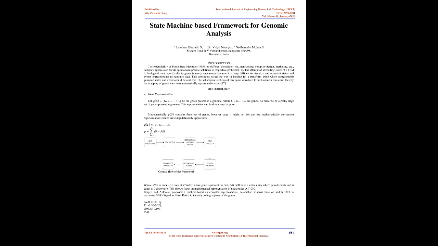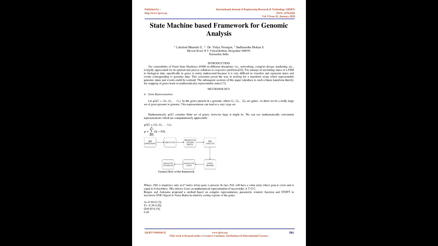The attempt of attributing states of a FSM to biological data, specifically to genes, is rarely endeavored because it is very difficult to visualize and represent states and events corresponding to genomic data. This constraint paved the way in looking for a transform using which representable genomic states and events could be realized. The subsequent sections of this paper introduce such a linear transform, thereby the mapping of genes leads to mathematically representable states. Methodology. A.